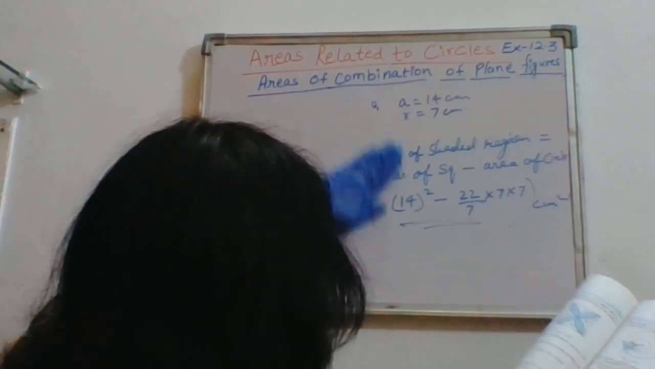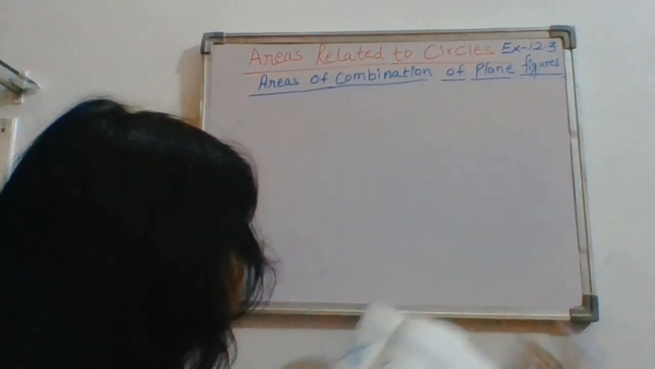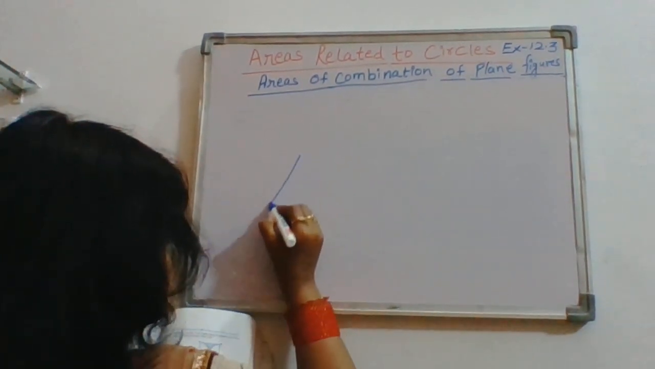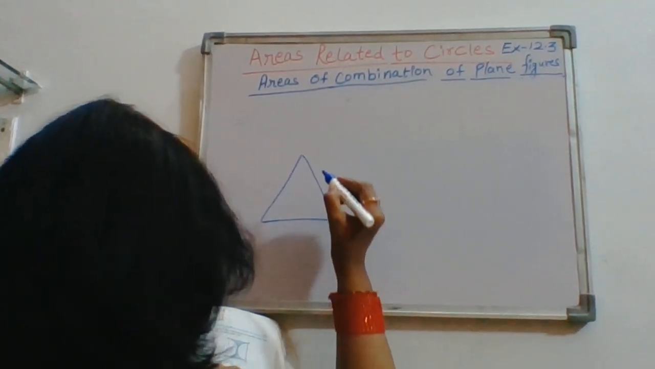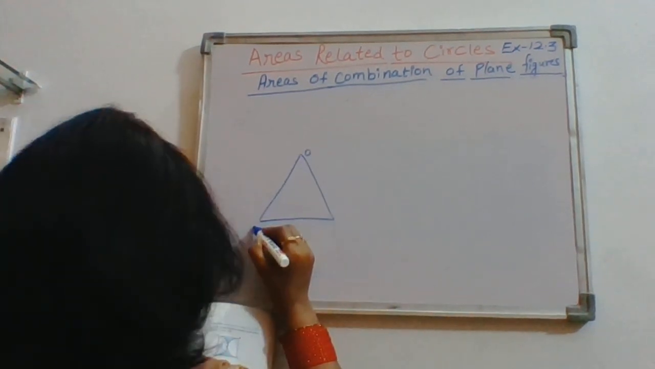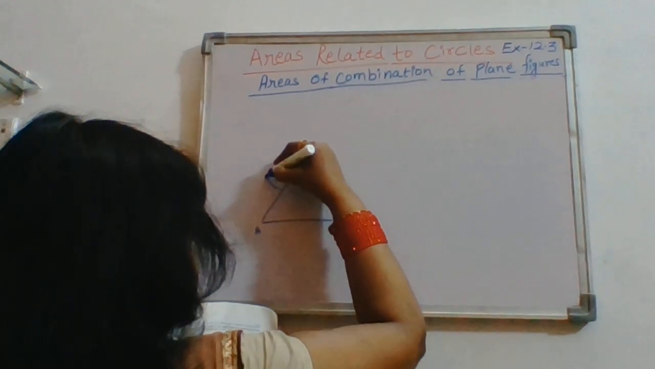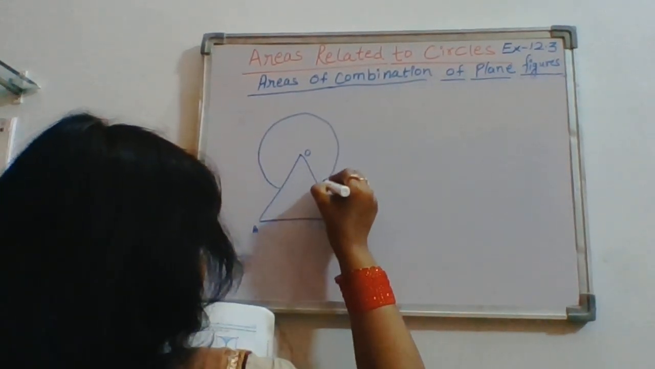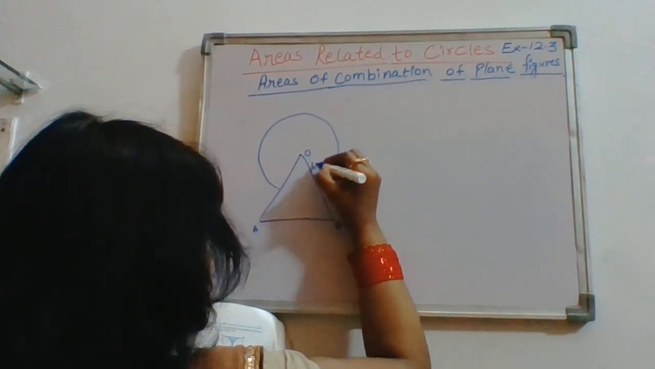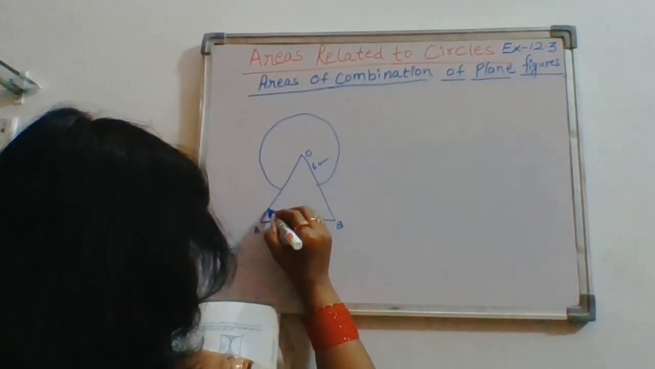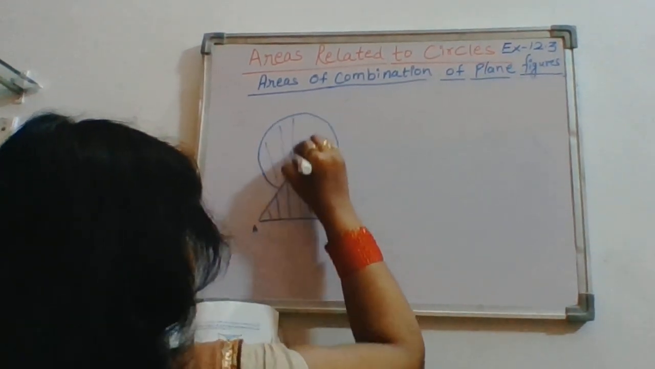So see the question carefully, read it, and the figure is already given, and we have to find the area of the shaded region. An equilateral triangle OAB is given to us. Taking O as center and 6 as radius, a circle is drawn. This radius is 6 centimeter. Now we have to find the area of this whole region.